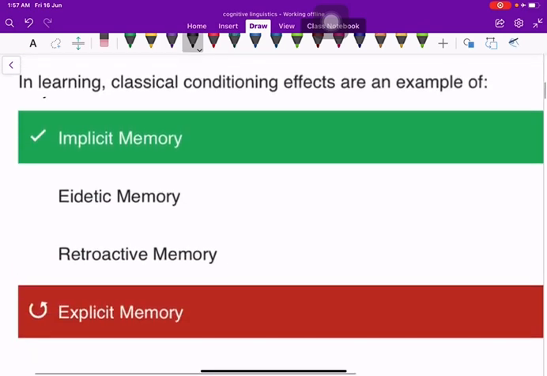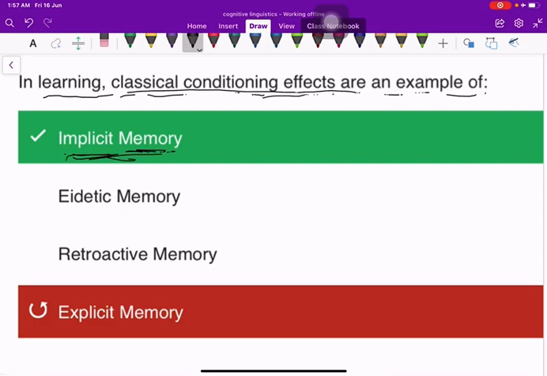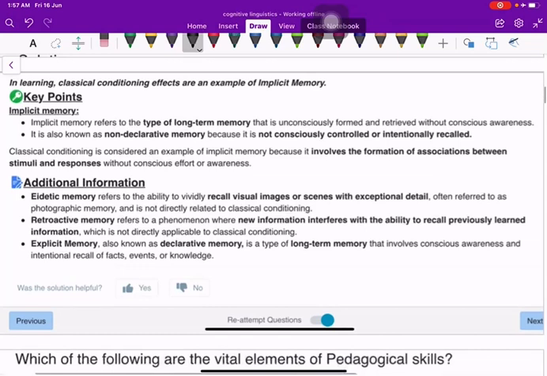Now, in learning, classical conditioning effects are an example of what? So they are an example of implicit memory. Classical conditioning effects are an example of implicit memory. The key points. Implicit memory.